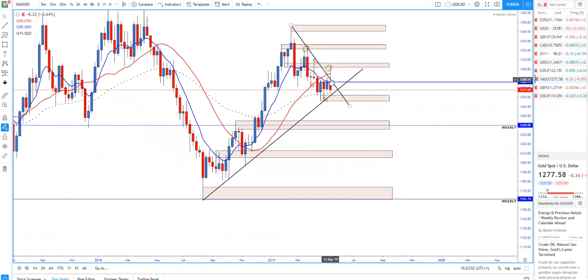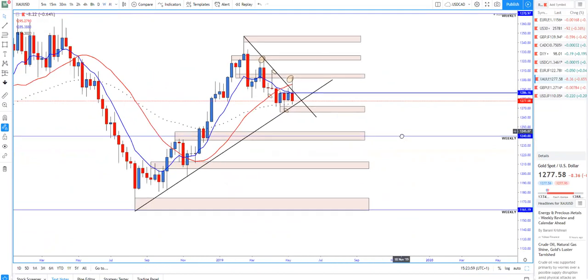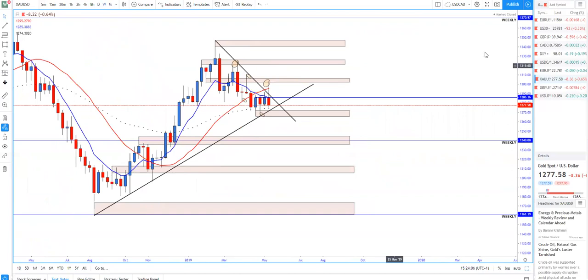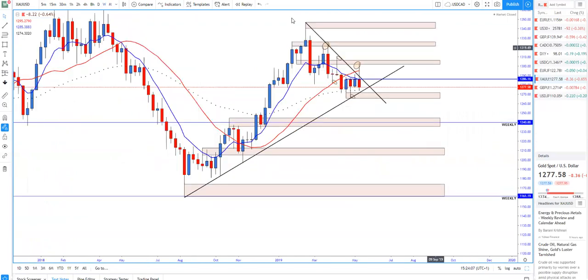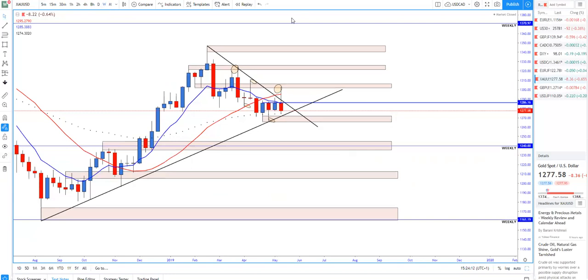You have had the huge shooting star formation. Then you had these wick formation candlesticks, and this trend line has been respected. So it's a pretty mixed price action. I'm pretty neutral on it at the moment. But let me give you the approach which you should be using to trade this, and I will explain out of these two approaches which I favor most.